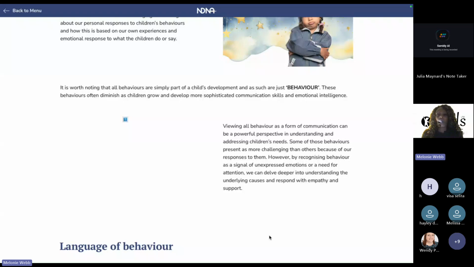If you remember at the start of the first module, we were discussing the reasons that we see changes in behaviour in those children. And this is a really key perspective: remembering that behaviour is a form of communication will empower you to be able to support that child more effectively.